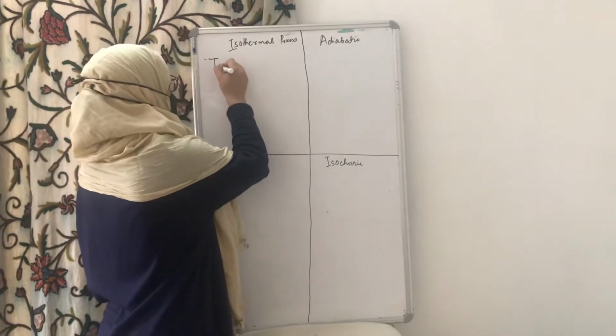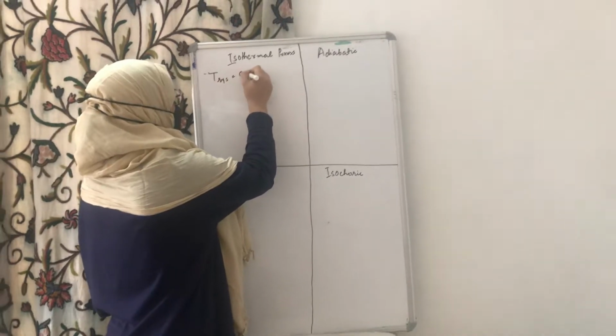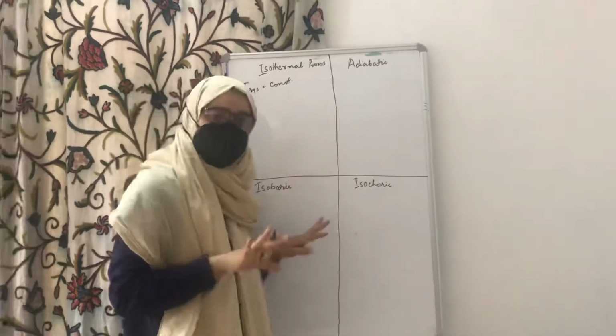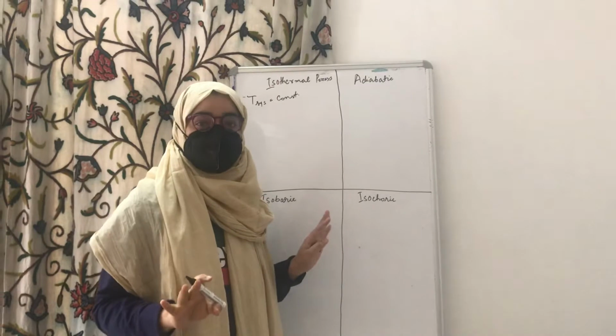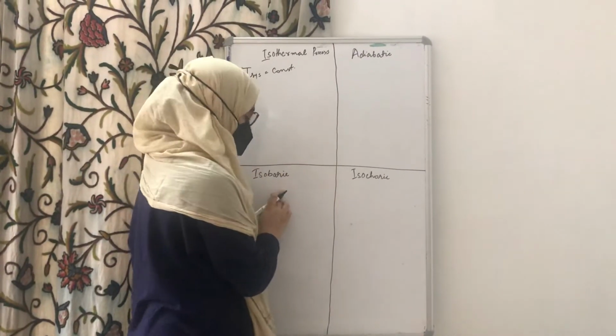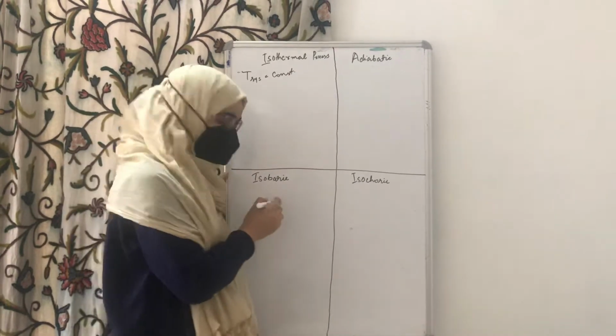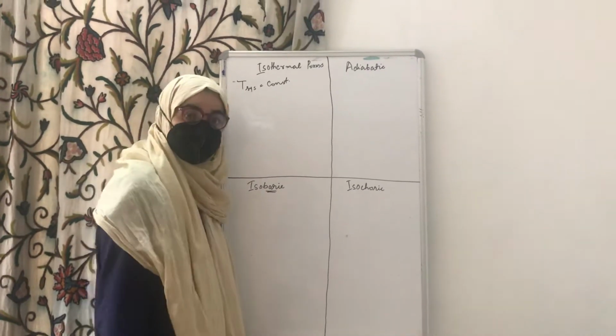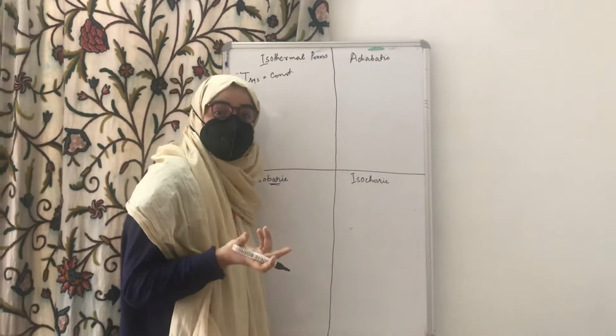Temperature of the system remains constant. Whatever happens, the temperature remains constant. Okay. Let's go to these first. Isobaric. In isobaric process, bar is the unit of pressure, right? So isobaric process, iso means same.